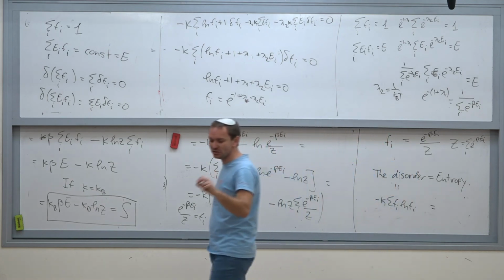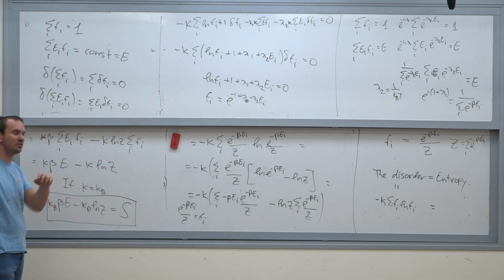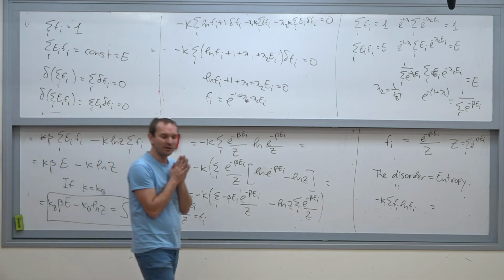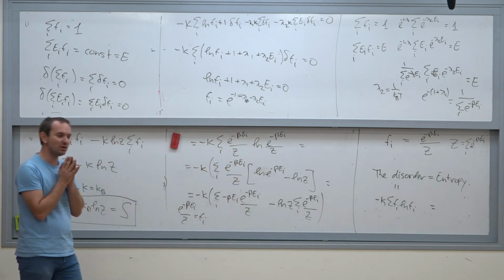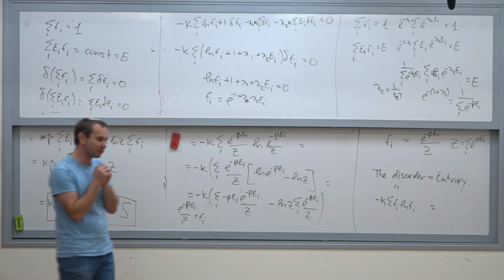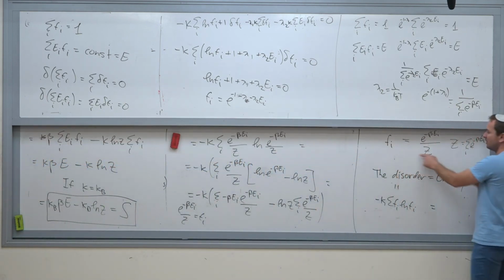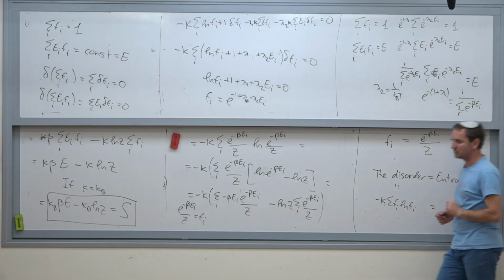When your system is closed and has no interactions with anything else, it's a microcanonical ensemble, and the maximal entropy is when the probabilities are 1 over the number of states. Great. When your system is not closed, but your constraint is that your average energy is constant, what you obtain is that your probabilities are those probabilities that we already obtained for the canonical ensemble.